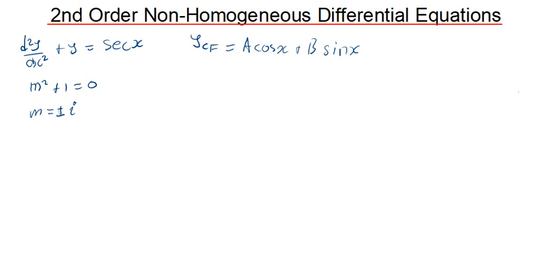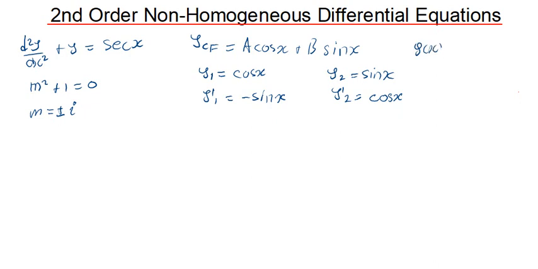Now we observe that our y1 is equal to cos x and our y2 is equal to sine x. Remember we have to determine the derivatives here. So y prime of 1 is going to be equal to minus sine x, then y prime of 2 is going to be equal to cos x. And in this case our g of x is equal to sec x, which is this one here.